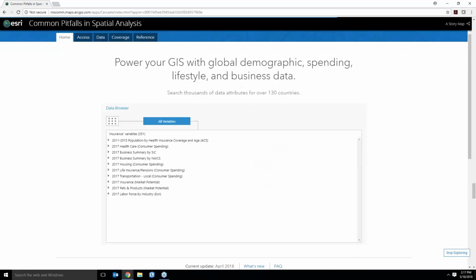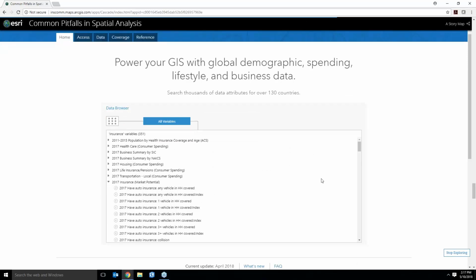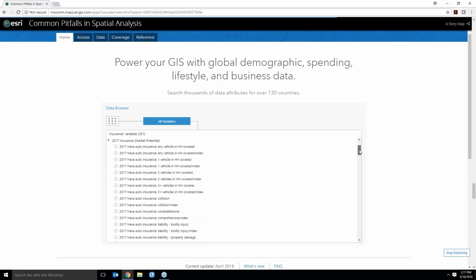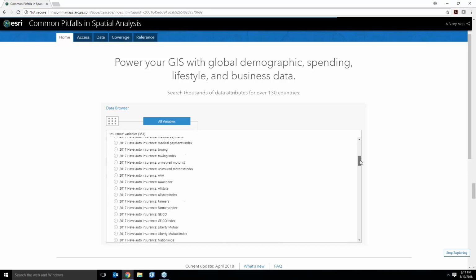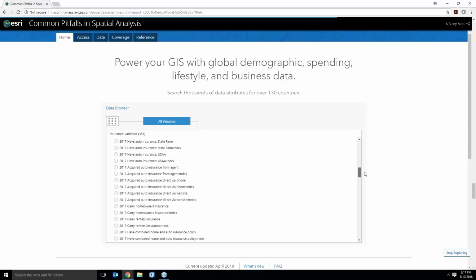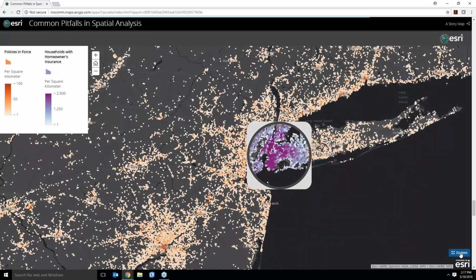In this list of categories, I can see that I have some market potential data. If I scroll through this list, which contains many different variables describing the market potential for insurance, one of them that's available to me is the total number of people who carry homeowners insurance. Working with this data layer and the grid that I've already created to create my density map, I can actually aggregate my Business Analyst data to the same grid. And I can then compare that result to my raw density map.